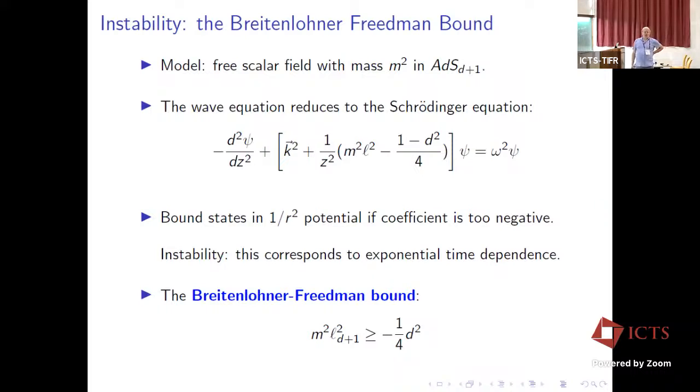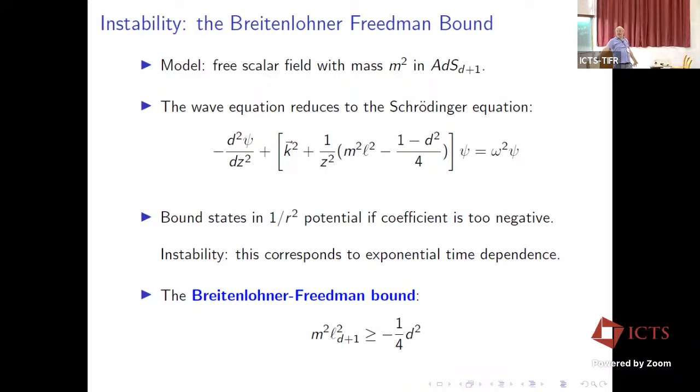So now we have our exponential bound, Breitenlohner-Freedman. If you take a scalar field with mass m in AdS, write down the Schrödinger equation. It's a standard Schrödinger equation in a 1 over r squared type potential. If the coefficient of that potential is too negative, there is a bound state. And if there is a bound state, it corresponds to something exponential. And it means that the time dependence of this will blow up exponentially.